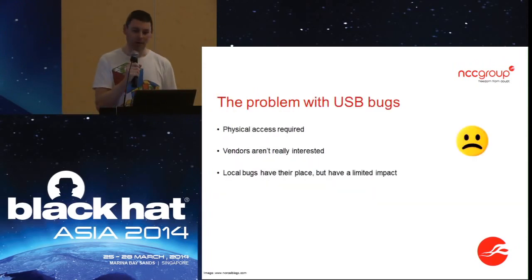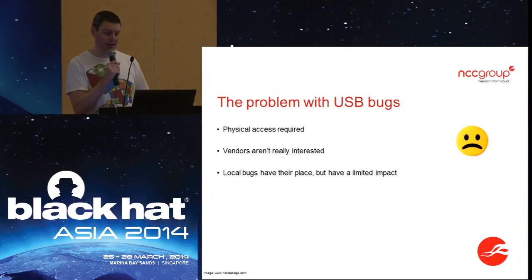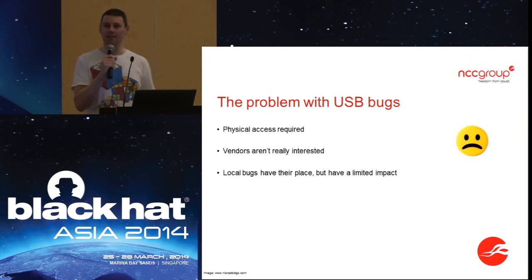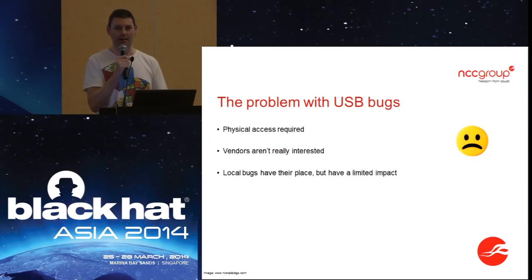So, the problem with USB bugs. Obviously, traditionally, physical access is required. I've found and reported many USB bugs over the years, and the normal response that you get from vendors is, yeah, well, you need physical access. You need to be able to get to the box and plug something in. Big deal. It's going to have code execution implications. But if you've got physical access to the box, you can do what you like, right?